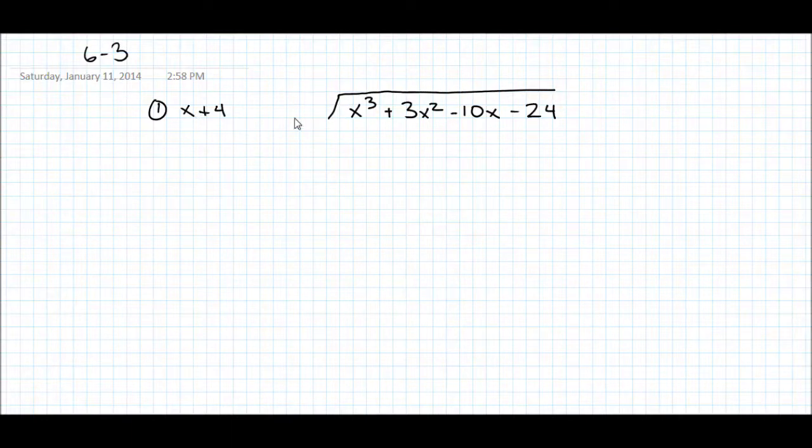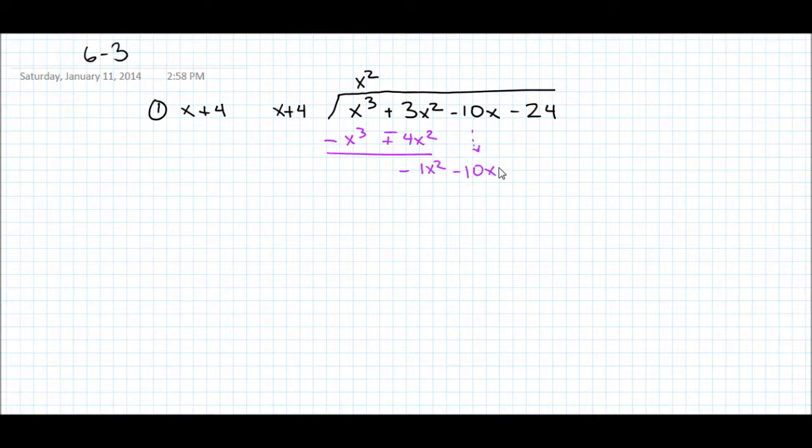So to get x to look like x cubed, we'll rewrite it right here, x plus 4. We have to multiply it by x squared. So x squared times x is x cubed. X squared times 4 is plus 4x squared. Now we have to subtract them, so we change the signs. 3x squared minus 4x squared is negative 1x squared. Drop the next part down, negative 10x.